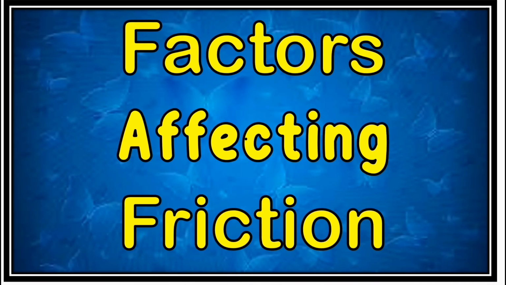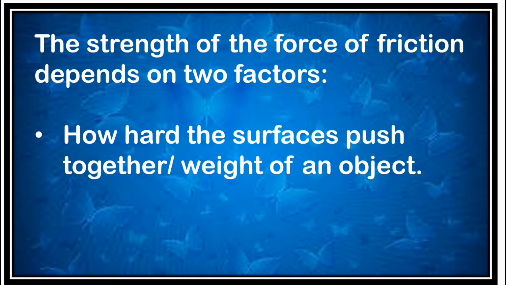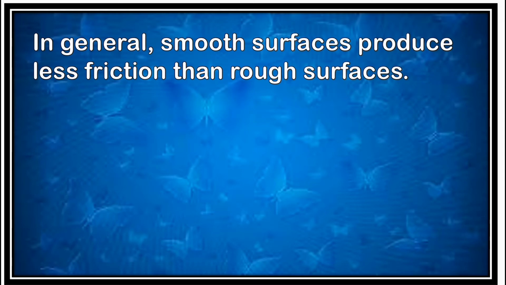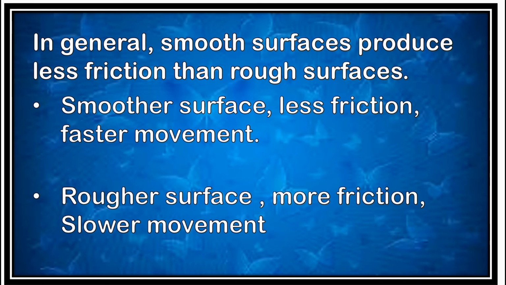Factors affecting friction. The strength of the force of friction depends on two factors. One is how hard the surfaces push together or the weight of an object. And number two is the types of the surfaces involved. In general, smooth surfaces produce less friction than rough surfaces. Smoother surface, less friction, faster movement. Rougher surface, more friction, slower movement.